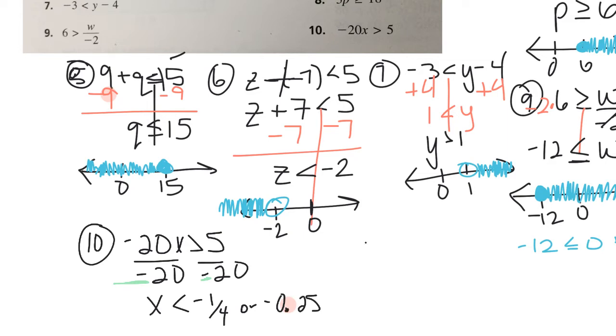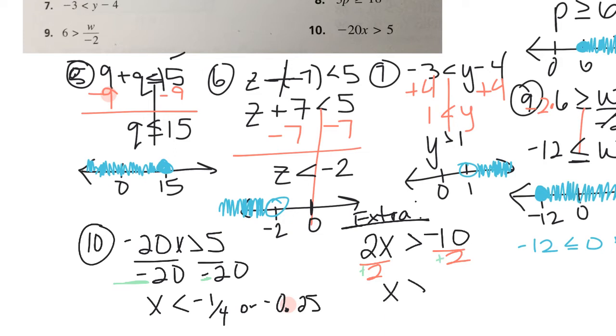If we say 2x is greater than negative 10, okay, this is just an extra. Here we would divide by 2, but I'm dividing by a positive 2, so my sign does not change. It's still greater than negative 5. My sign doesn't change because I divided by a positive number. I didn't divide by a negative. It was negative 10 divided by positive 2.